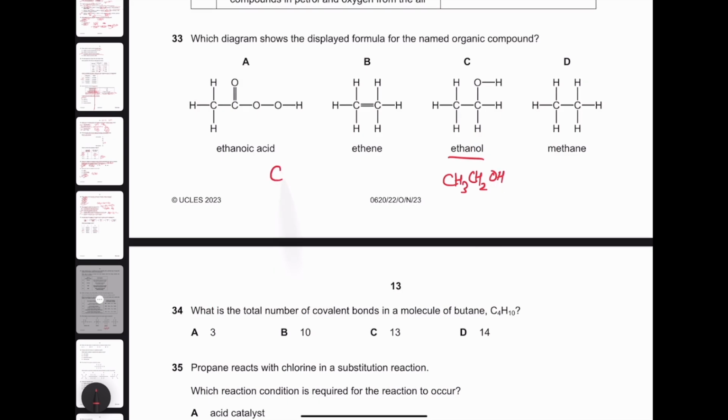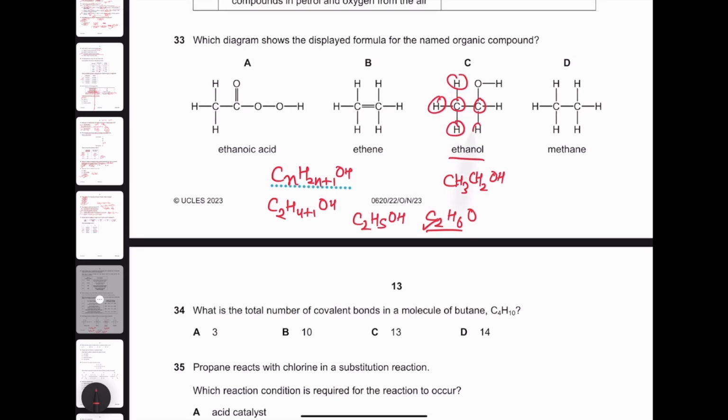And you can also check by the general formula CnH2n+1OH, but I do not recommend this. But if you're facing problems, then you can use this. How many carbons? 2, H 4 plus 1, OH. So C2H5OH means C2H6O. Count 1, 2. Yes. 1, 2, 3, 4, 5, 6. Yes. 1 O. Yes. Answer is C.